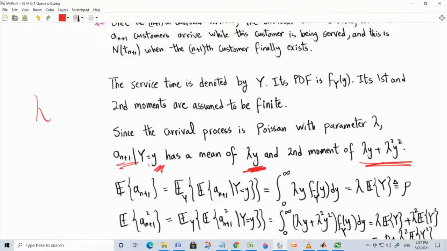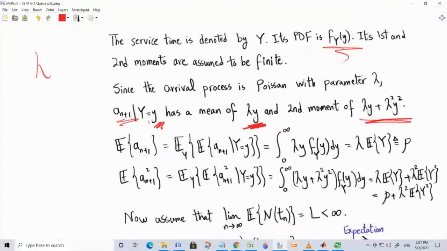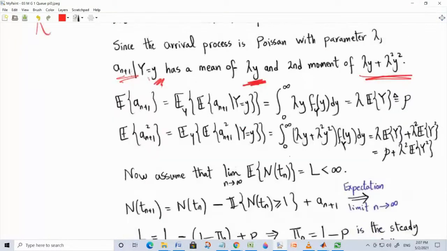But the idea is that Y is a realization of a random variable. Sometimes it's small, sometimes it's big, according to some distribution, which is the service time distribution, and our model is that the service time is general. I should leave it general because I'm studying an M/G/1 queue. So basically the idea is, again, iterated expectations.